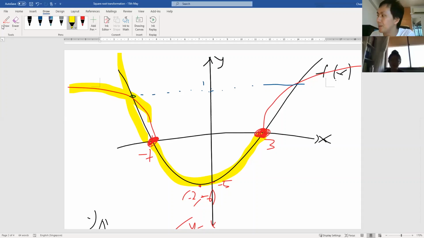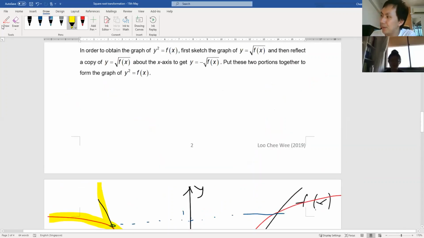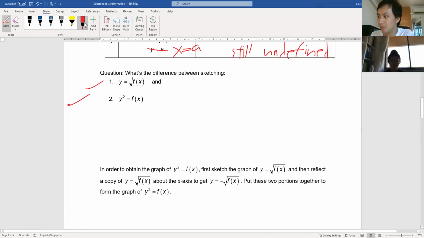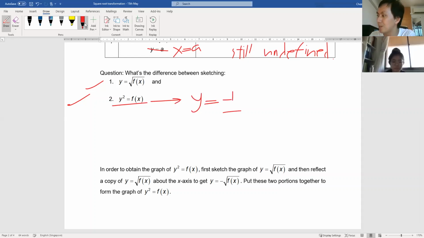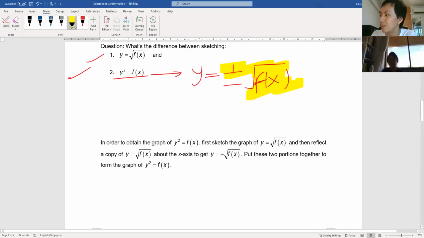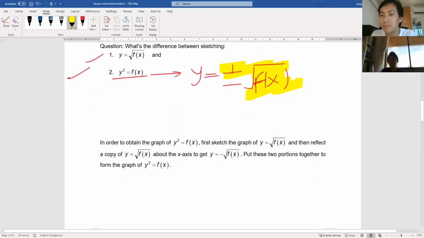So the $1 million question would be, what is the difference between sketching these two functions? The second one has a part below the x-axis as well, because sketching this is the same as sketching y is equal to plus minus square root of f(x). You only need to sketch the positive one first, then copy and paste, flip downwards will do. The y-squared thing is basically doing the root and then copying it below the x-axis.